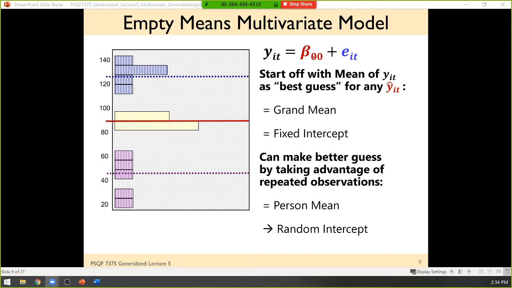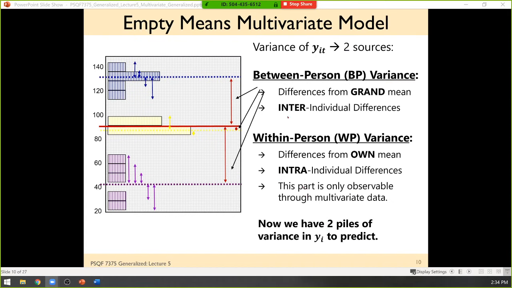So the fixed intercept, everybody gets the same. It's a constant. Everybody shares it. The random intercept is something where everybody's going to get their own. So what's going to happen is that we're going to split the variation in an outcome into two sources.